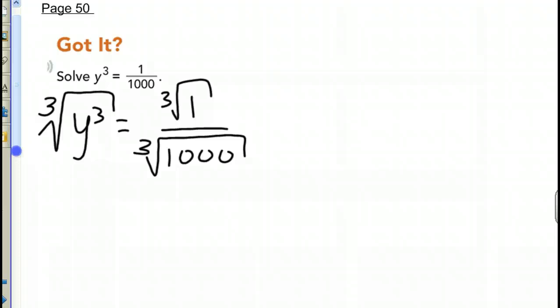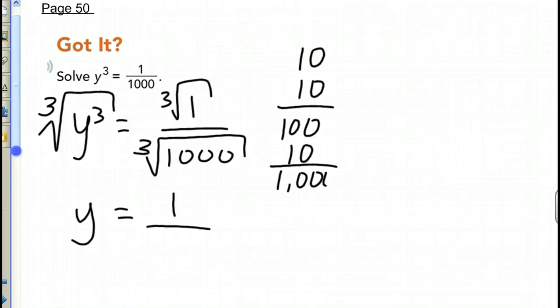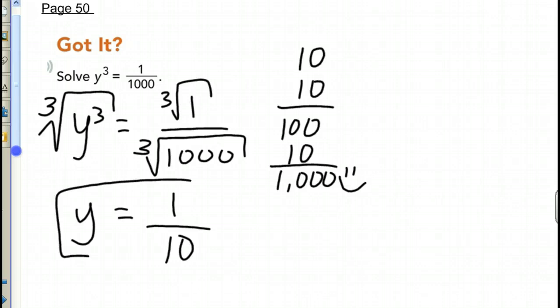Remember, the cube root of y cubed is just y. Cube root of 1 is, you guessed it, 1. And the cube root of 1,000, well, what times itself 3 times is going to give me 1,000? Well, let's try 10. We know 10 times 10 is 100. Well, what's 100 times 10? That, in fact, does give us 1,000. So our final answer will be y equals 1 over 10.